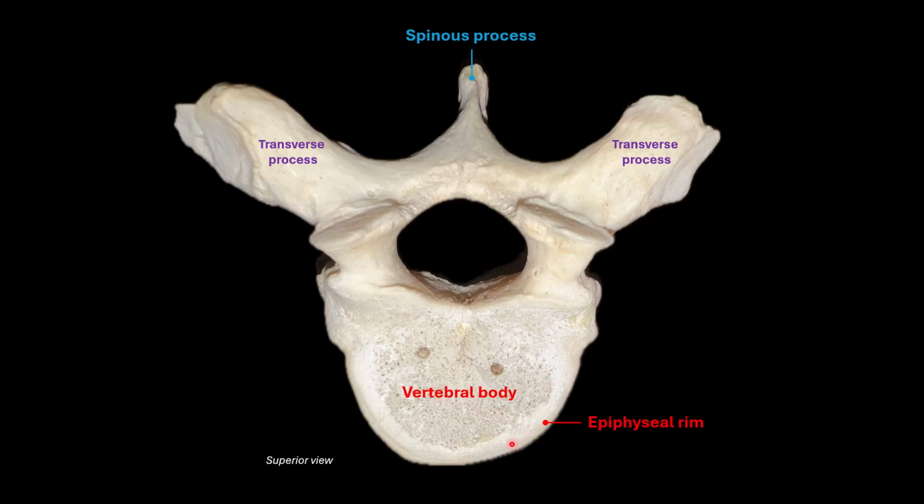Another feature we may see here is the epiphyseal rim. The epiphyseal rim is derived from the annular epiphysis in development, whereas the vertebral body is derived from the centrum. The epiphyseal rim tends to be this smooth kind of bony feature, whereas the vertebral body typically looks sort of spongy like this.